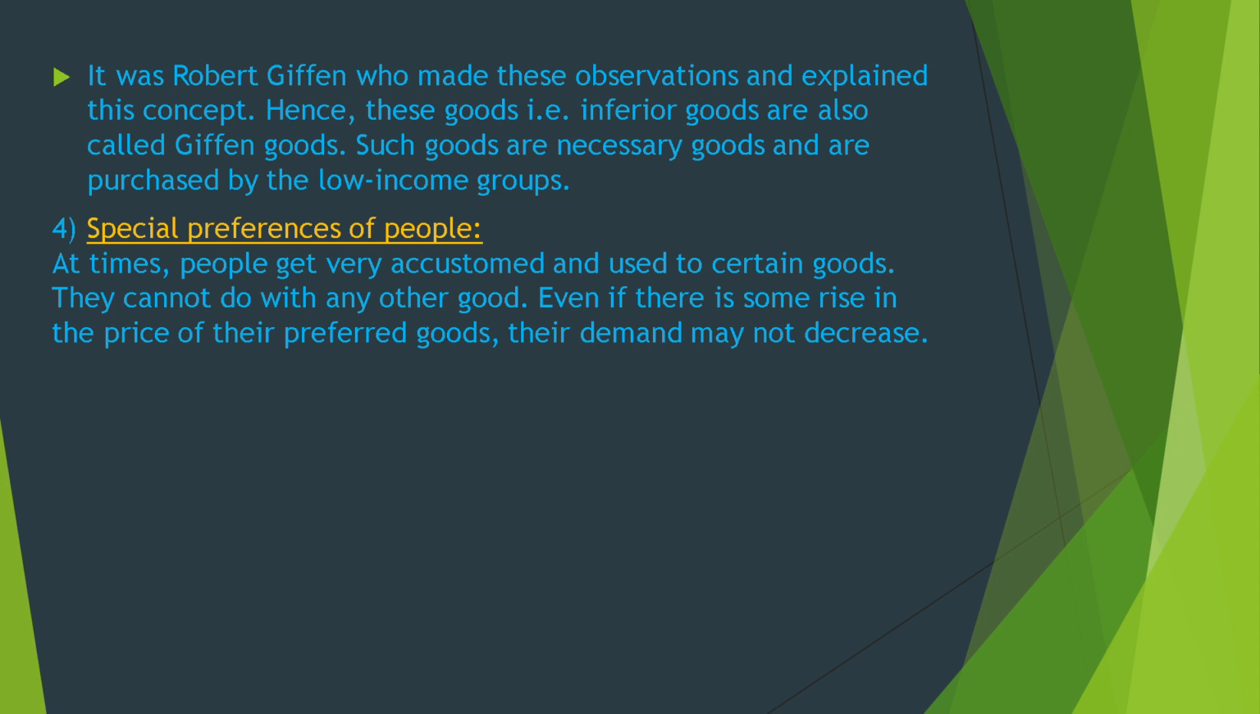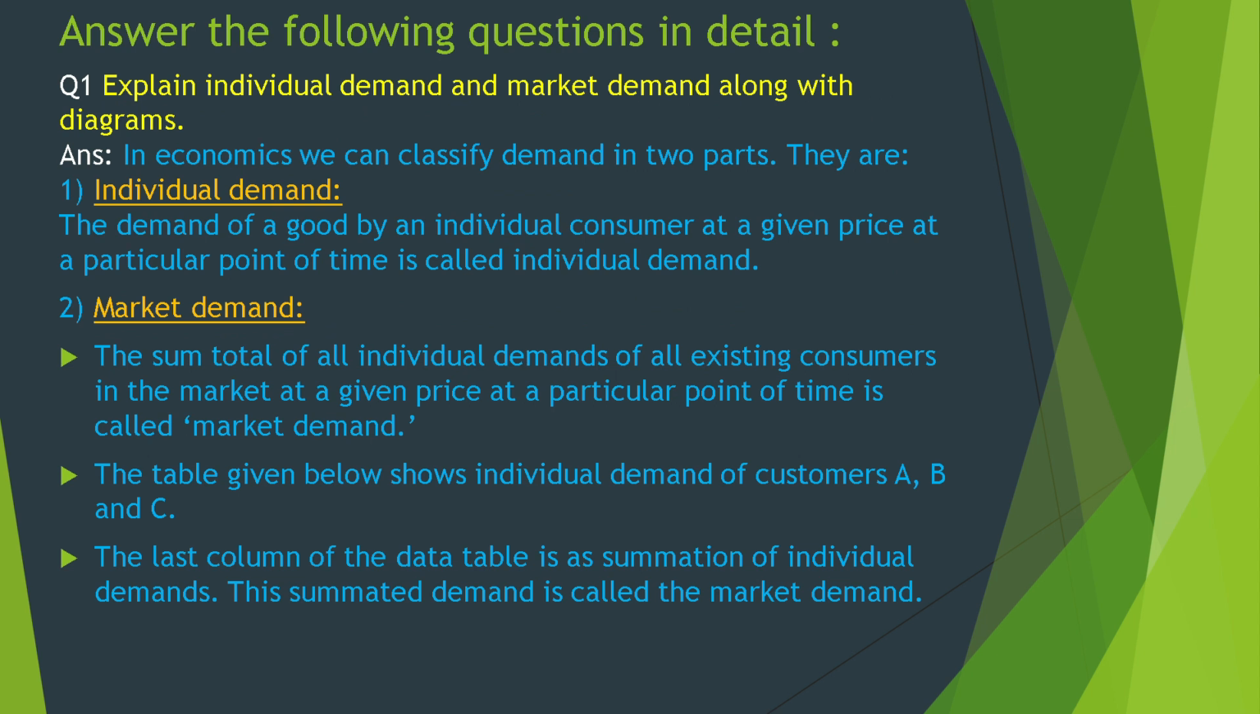Special preferences of people. At times, people get very accustomed to certain goods and cannot do with any other goods. Even if there is some rise in the price of the preferred goods, their demand may not decrease.